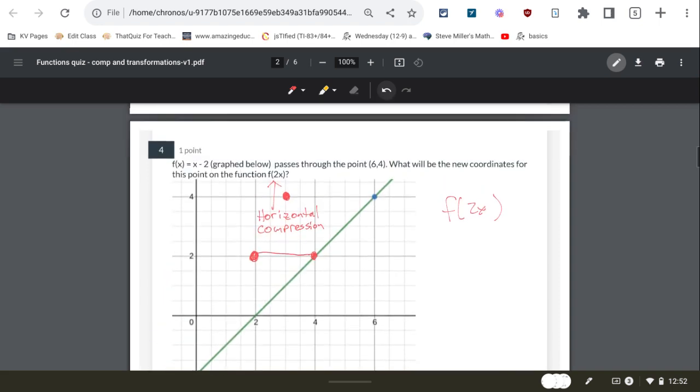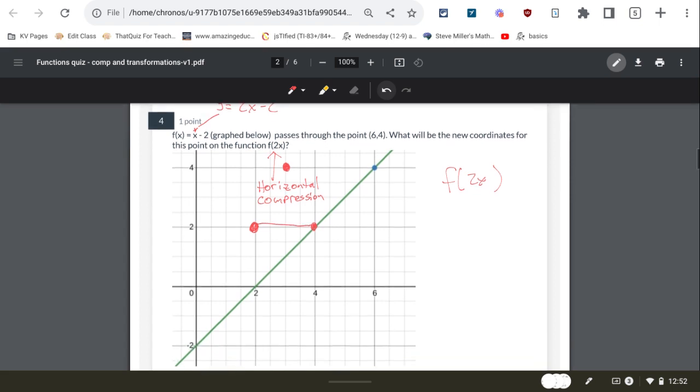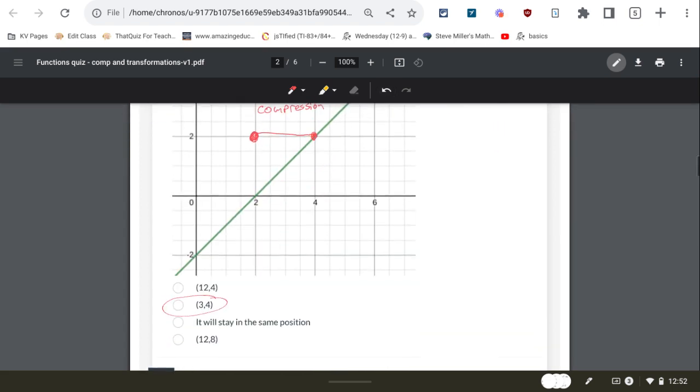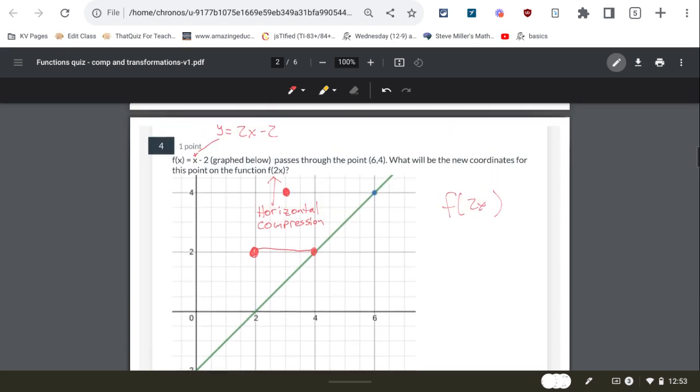Okay. Another way that you could have done this one, which wouldn't have been as effective, is to actually find f of 2x, which means you would have replaced that x with a 2x. So it would have been 2x minus 2. And then if you remembered how to graph that from your Algebra 1 days, you could have graphed the new equation and just looked for which of these points down here was also on that line. Okay, it's not as effective.